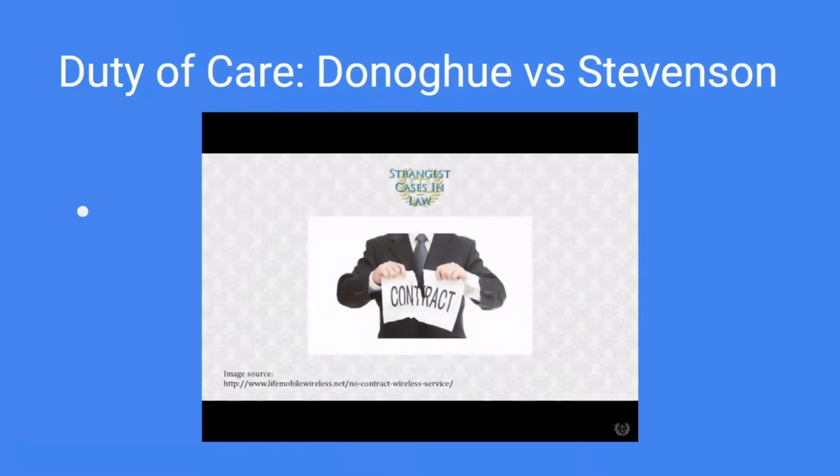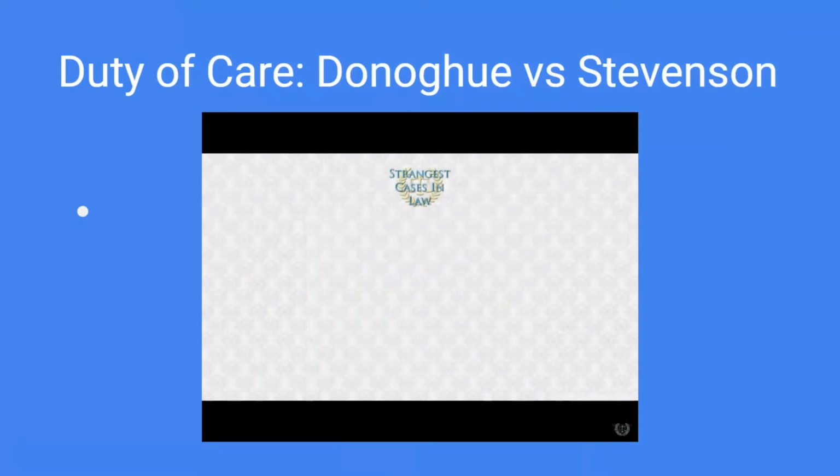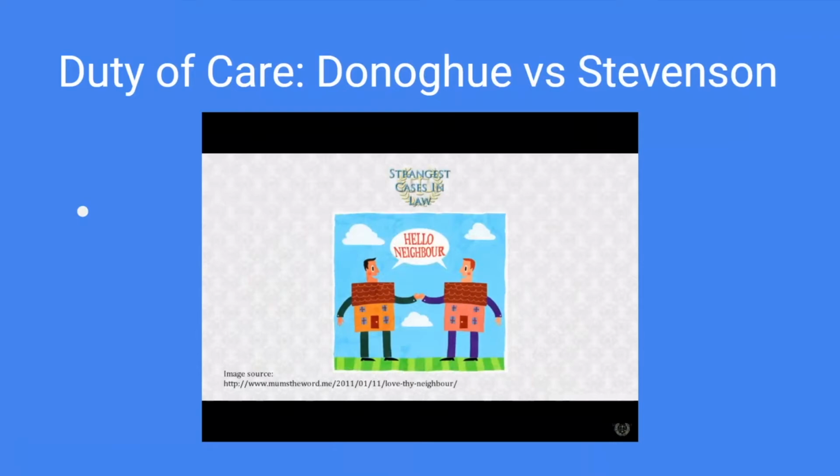Therefore, the absence of a contract between two parties does not mean that one does not owe a duty of care to another. Lord Atkin famously enunciated this neighbour principle, that one must take reasonable care to avoid acts or omissions that could reasonably be foreseen as likely to injure one's neighbour.